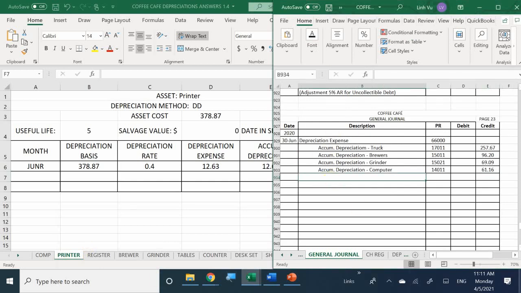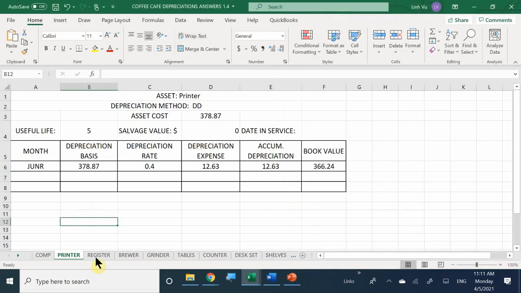Once again, we have another accumulated depreciation for the printer. Okay, that should also be 14021 for the amount of $12.63.